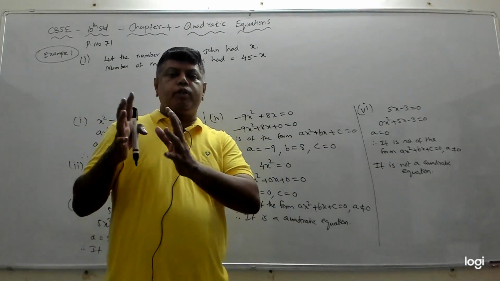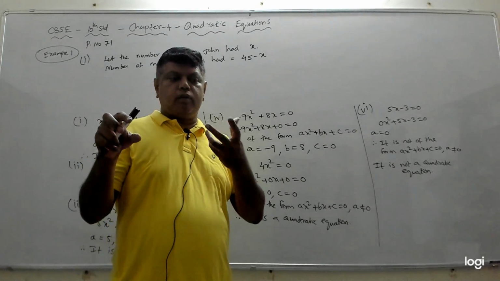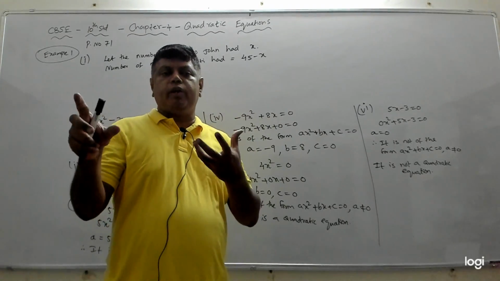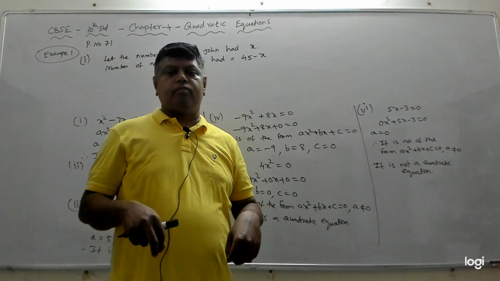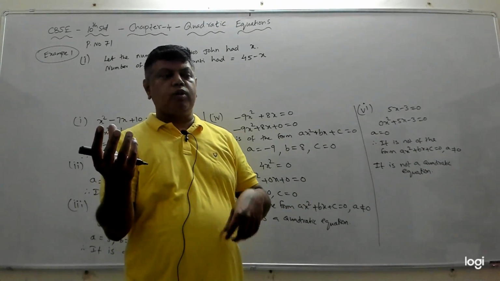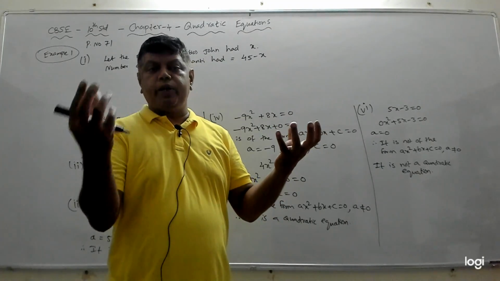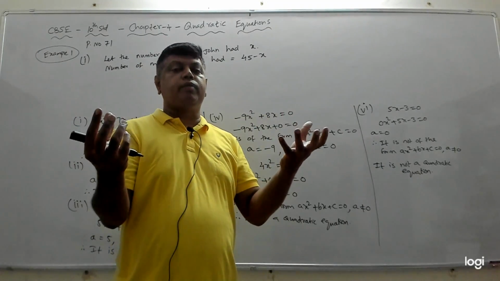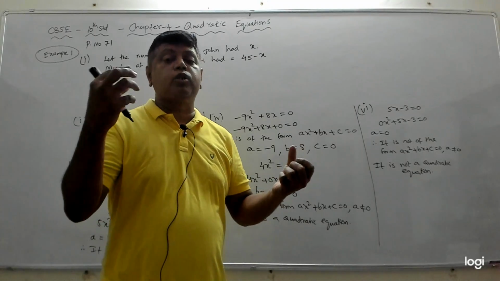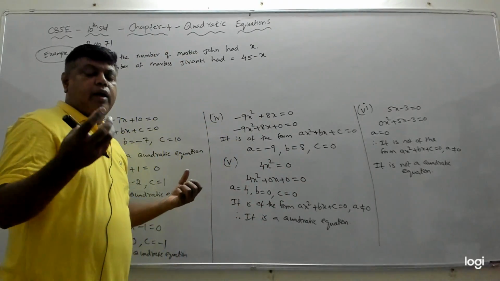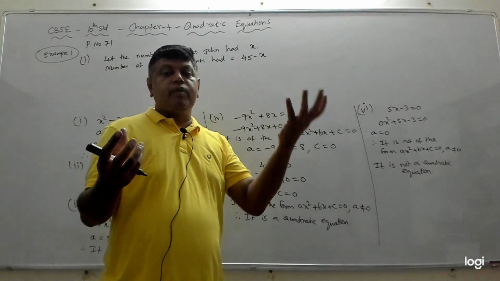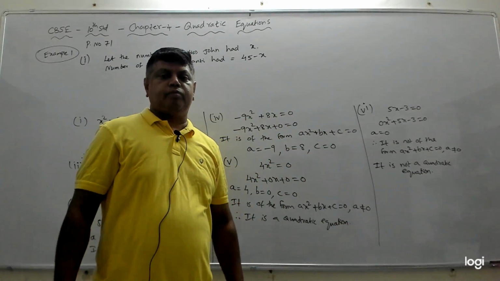So if I know how much you have, I will always subtract the money that you have from 45 to get the money that your friend will have. So if you have 15 rupees, your friend will have 45 minus 15, which is 30. If you have 20 rupees, your friend will have 45 minus 20, which is 25 rupees. If you have x rupees, then your friend will have 45 minus x.